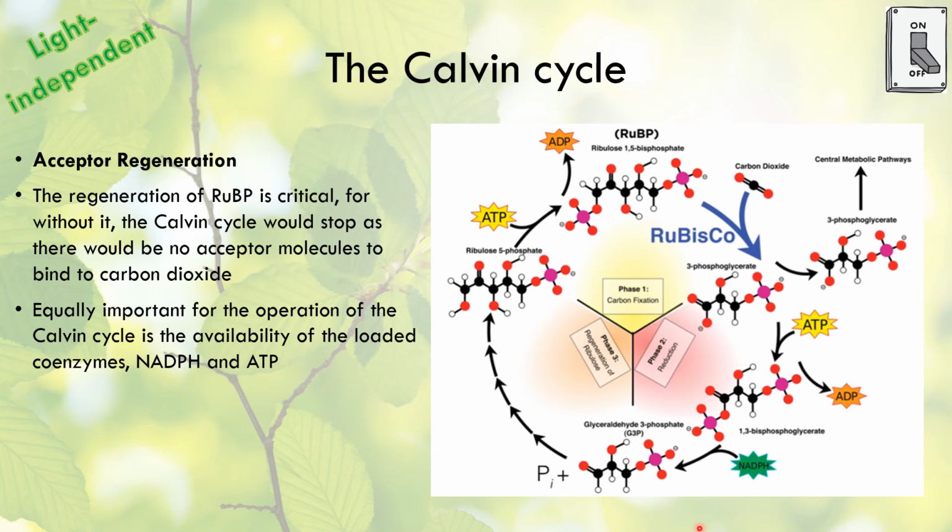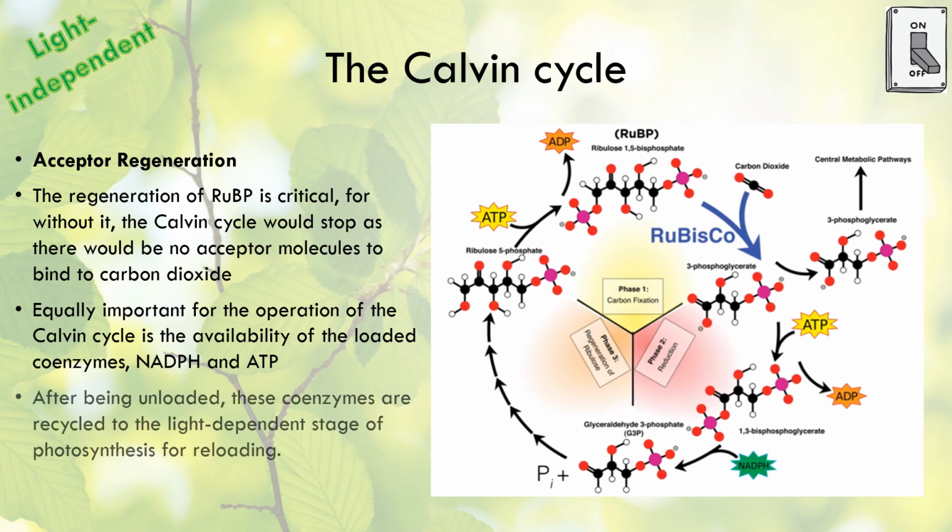Equally important for the operation of the Calvin cycle is the availability of the loaded coenzymes. So we need our NADPH and we need our ATP. Without either of which, nothing would occur. Okay, we need the energy input and we need the hydrogen ions and the electrons. After we unload them, the coenzymes are then recycled straight back to the light-dependent stage of photosynthesis. So they're then reloaded back to the original stage.